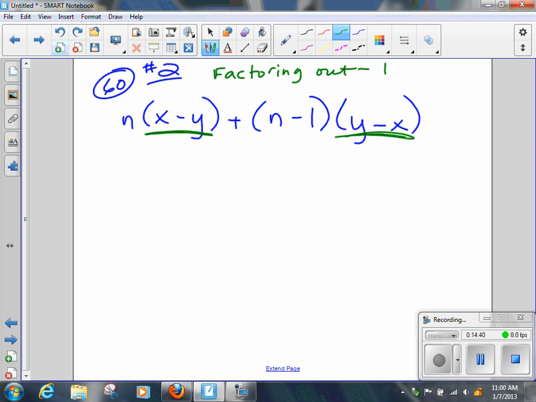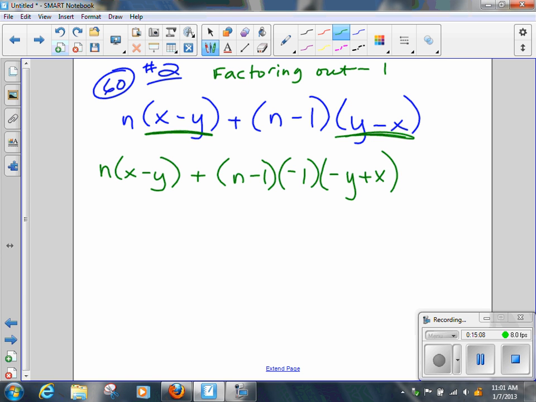Watch this. The front part stays the same. Factor out a negative 1. Okay, let's think. Negative 1 times what gives you positive y? Negative y. Negative 1 times what gives you negative x? Plus x. Do you guys see what I'm doing? It's like I'm distributing backwards, right?